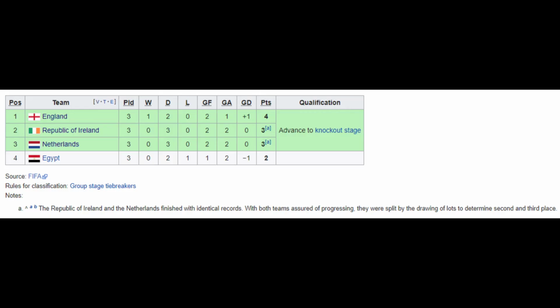The most recent such example, well, to an extent, came as late as 1990, a whole 32 years since 1958, where the Republic of Ireland finished above the Netherlands because of the drawing of lots after having identical records. However, it's worth noting that Ireland would have finished above the Netherlands in accordance with fair play points of today. So the drawing of lots resulted in a correct order of the teams.